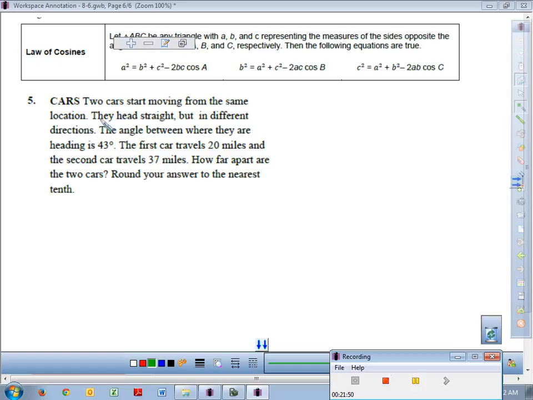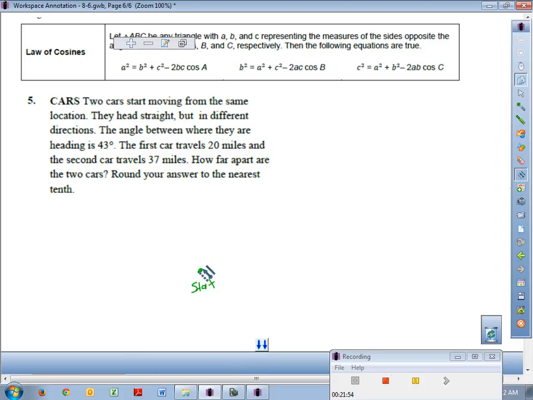Two cars start moving from the same location. So let's say this is where they start from, right here. They head straight but in different directions. So let's say that this is our first car going this way. First car. The angle between where they are heading is 43 degrees. So let's do a good enough sketch. We don't have to necessarily measure it, but you definitely don't want to do this because that's way too big. 43 degrees, about like that.